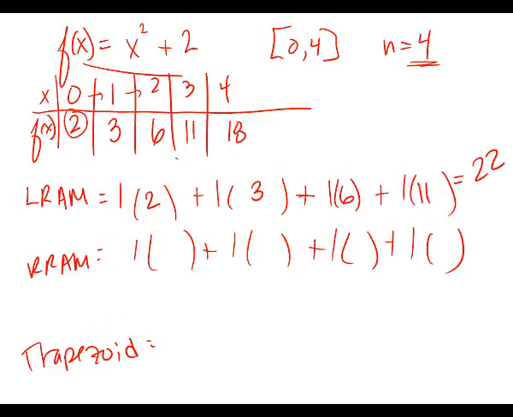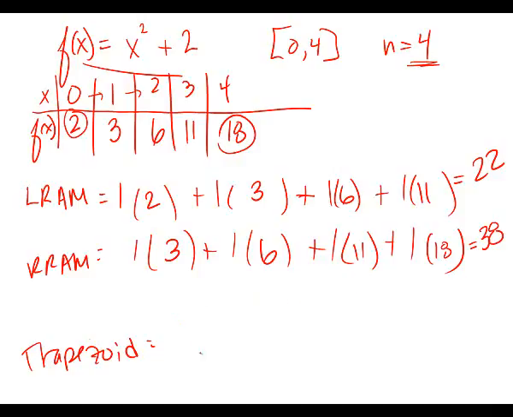And what did you get? 22. All right. RRAM says I start with what value? The right, 18. And then what do I go to? 11. 6. 3. Okay, and we add those up, and what do we get? 38. 38? Are we sure? Yeah, it is 38? Okay.